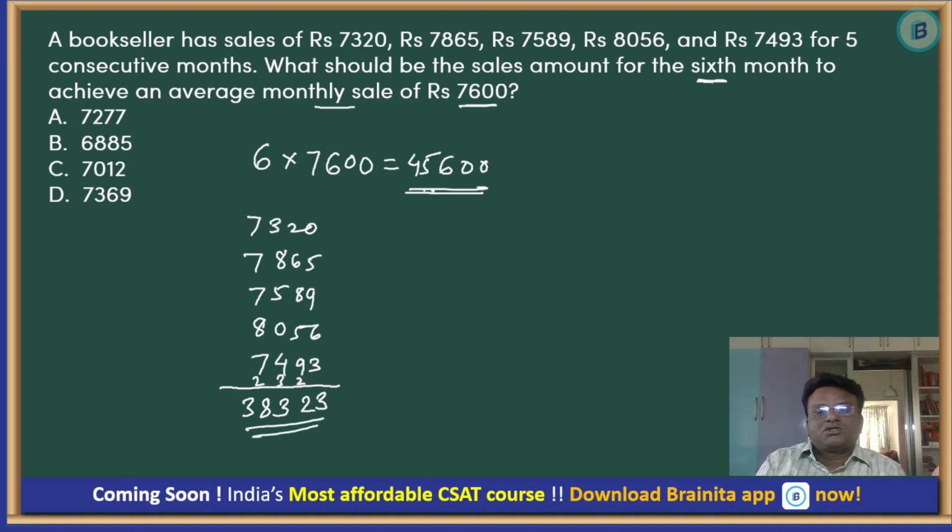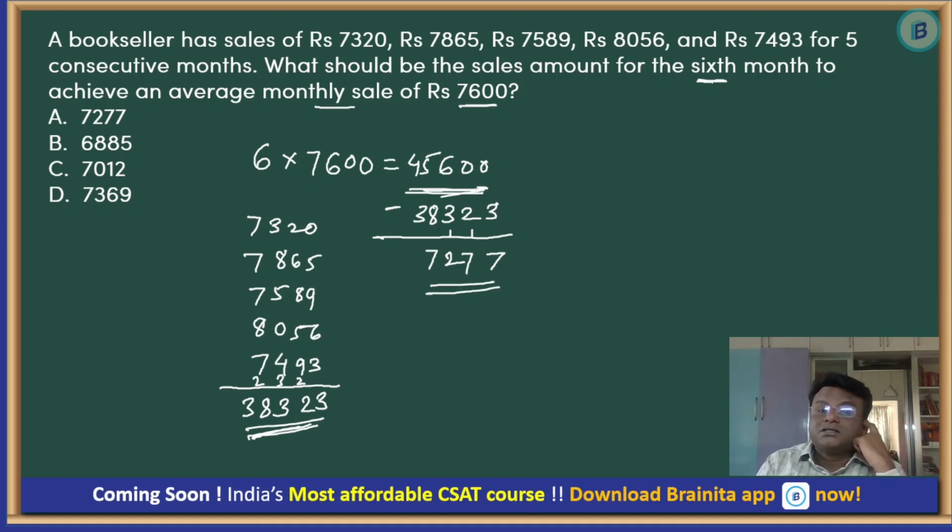We want this much total in 6 months. We have this much total in 5 months. So how much sale will be needed in the 6th month? This minus 38323, which is 7277. 7277 would be the sales required in the 6th month to get this total, which will take us to the average of 7600 for 6 months. Okay, so your answer is option A. Let us move to the next question.